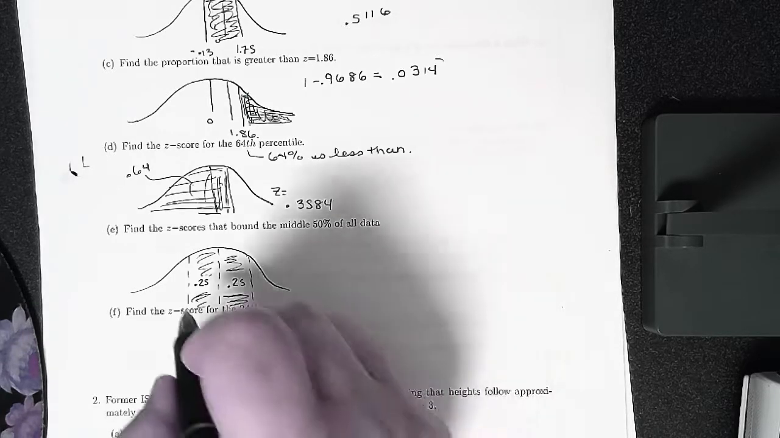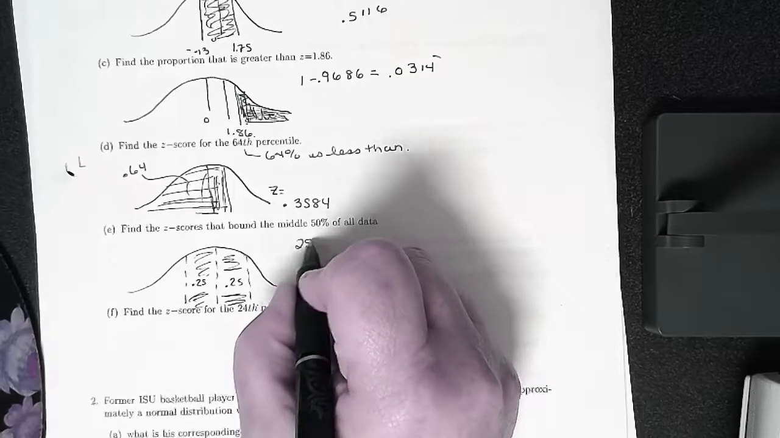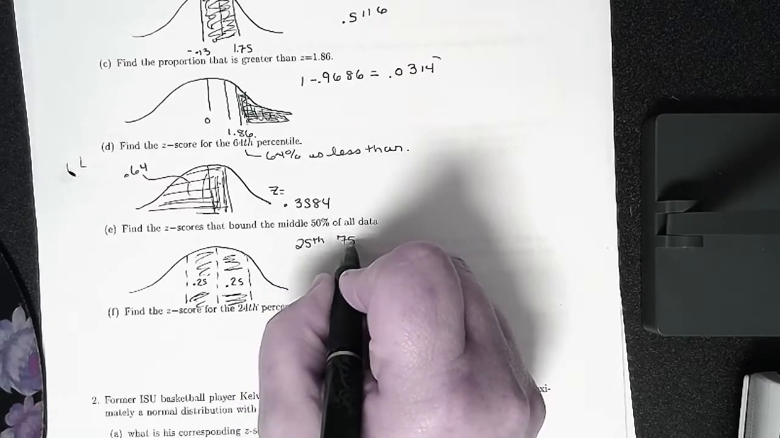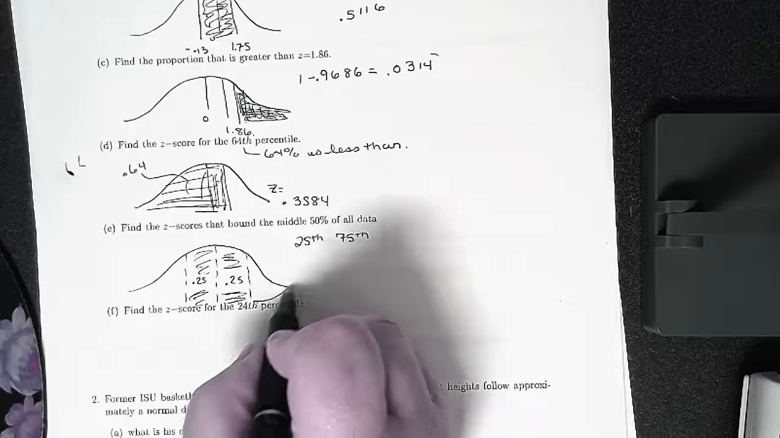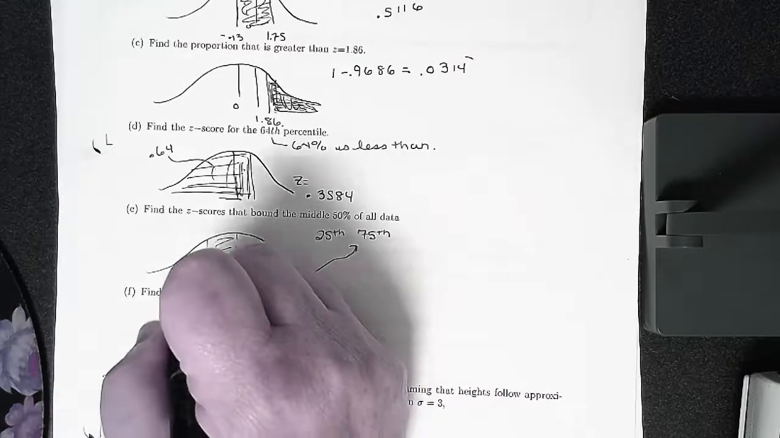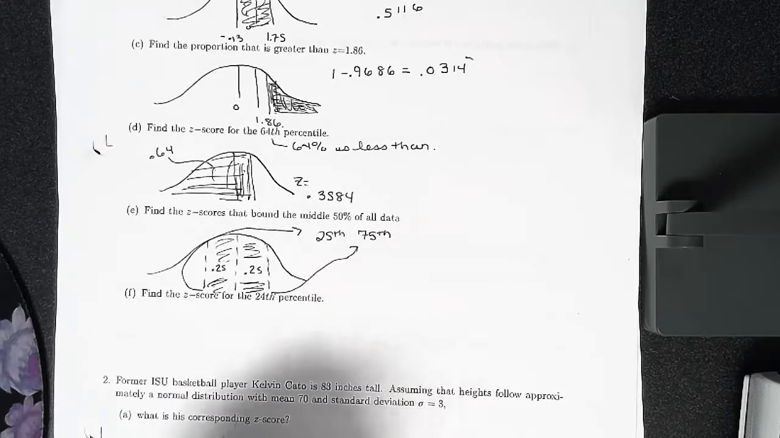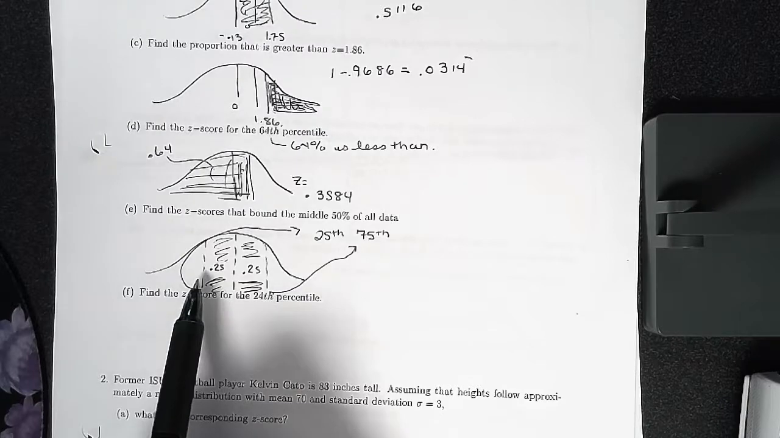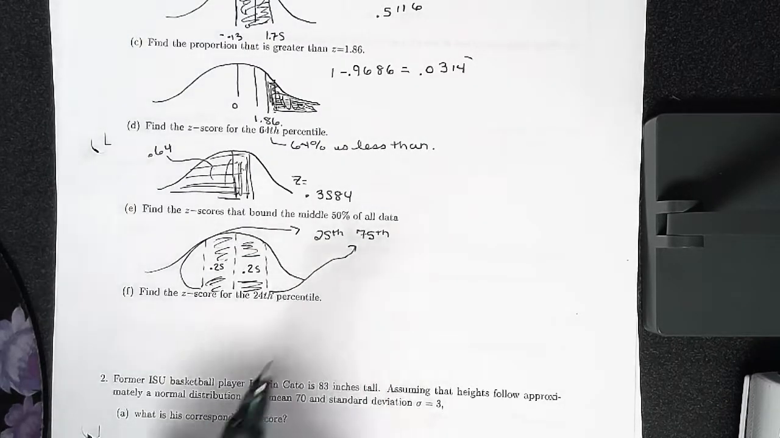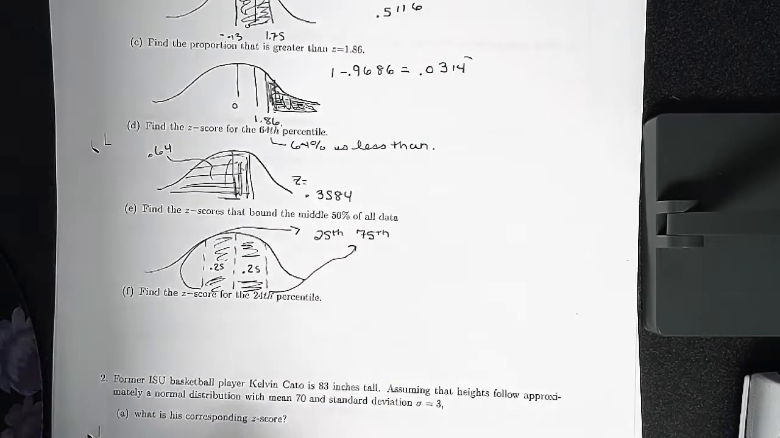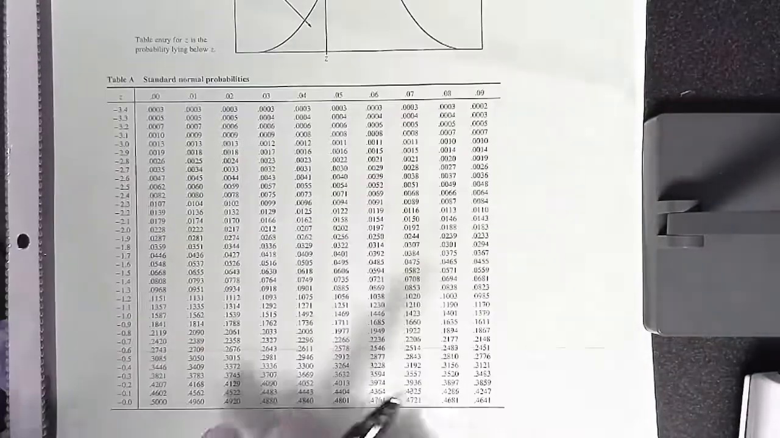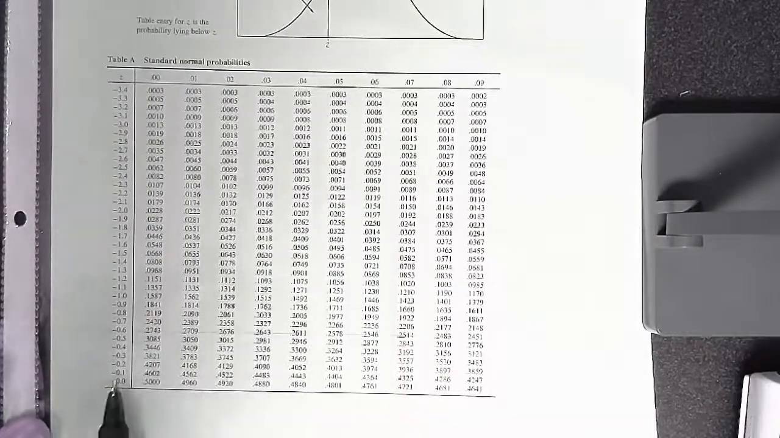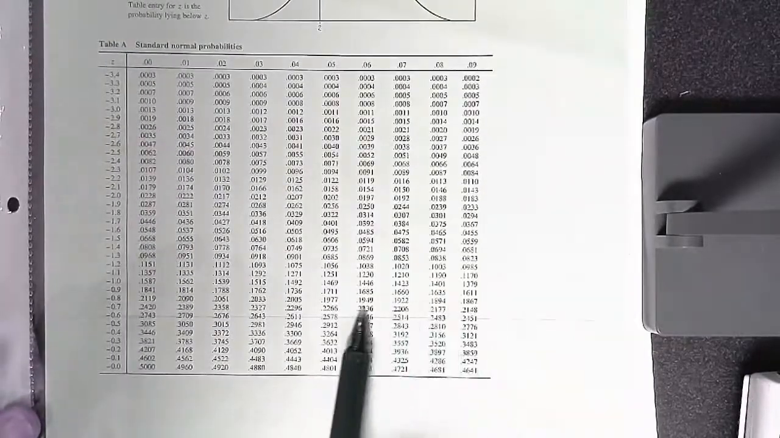So the z-scores are for the 25th and the 75th percentiles. Okay? So right here is the 75th percentile, and this z-score is the 25th percentile. So we want to find those. Let's go ahead and look up the 25th percentile. Now the 25th percentile is going to have a negative z-score. And this is going to make a lot of sense to you guys in a minute. So I'm going to look for the 25th percentile.